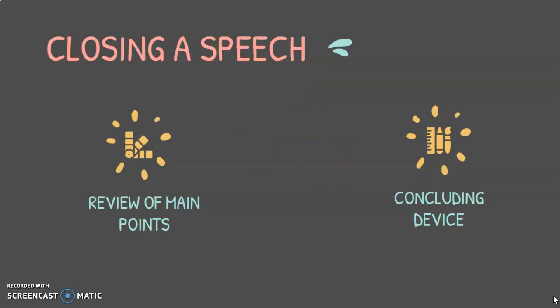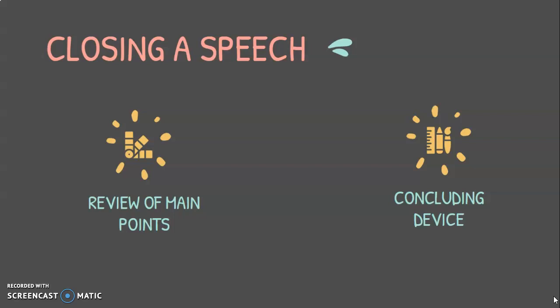So the closing of a speech is really 2 steps. You want to review the main points. Like we said, they remember the last 30 seconds and the first 15 seconds. So you want to make sure that those points that you made in the middle, which should only be about 3 to 4 points, you review those points and synthesize them so that they have a good takeaway understanding of what you talked about.